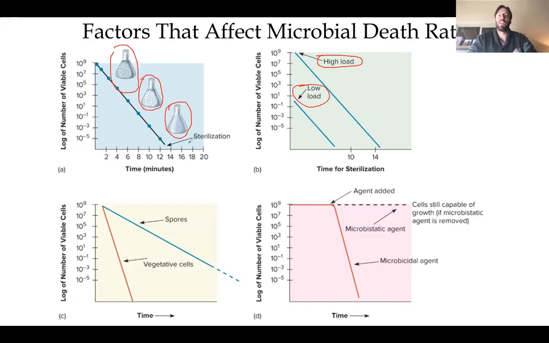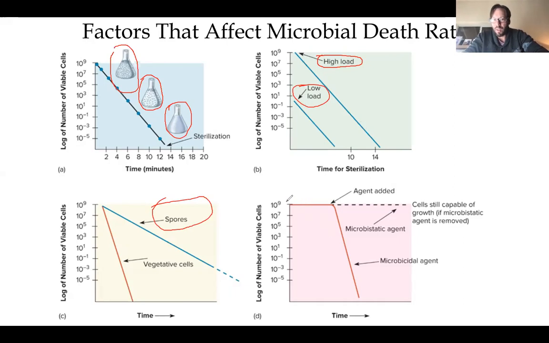If you are dealing with microbes that make spores, right, those are more resistant. And so it's going to take more time to kill those off than it would to kill off the vegetative cells. And then finally, it depends on the type of agent you're using for control.